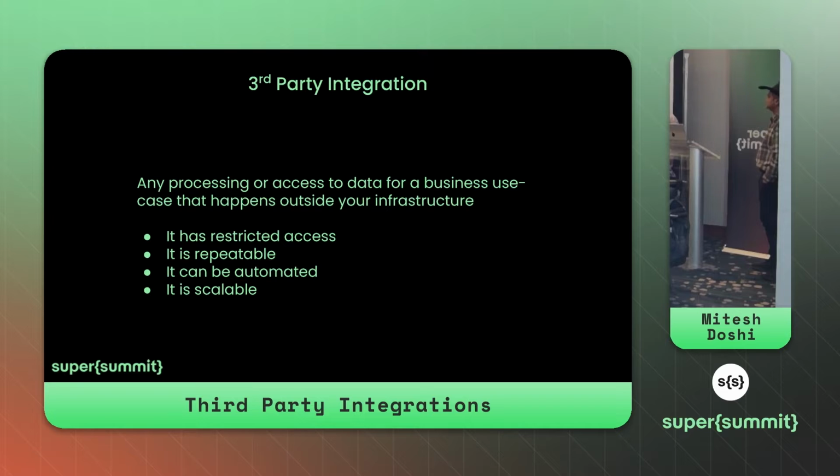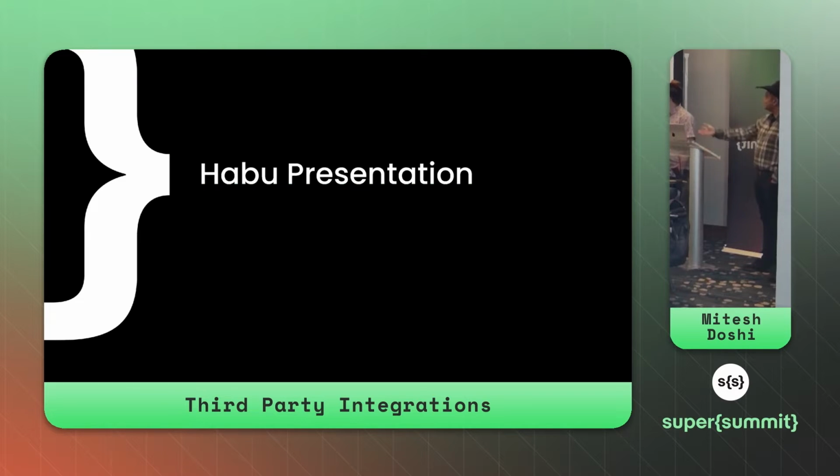It has to be something you can do as you scale, as the number of integrations and the number of data points you're sending grow. And the key piece is that access is restricted, and what you can get done is very limited when you're doing a third-party integration. So I'll hand over to the Habu team to start.